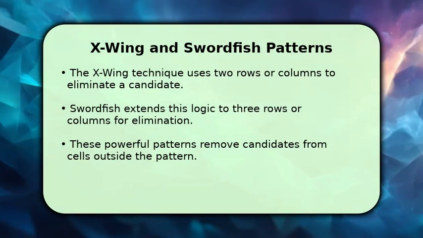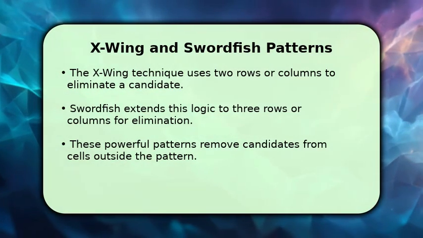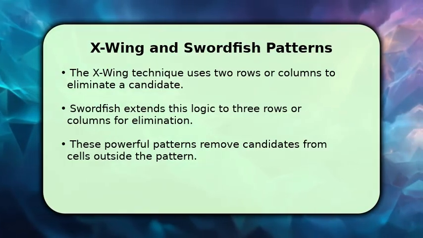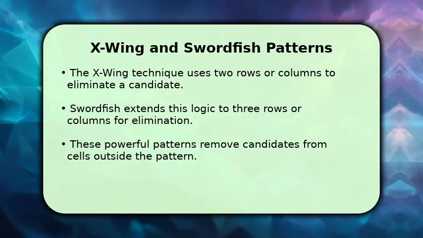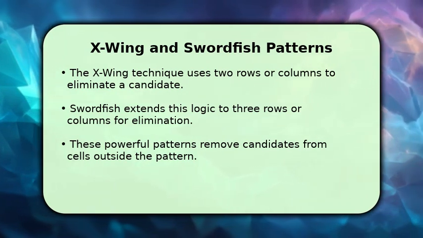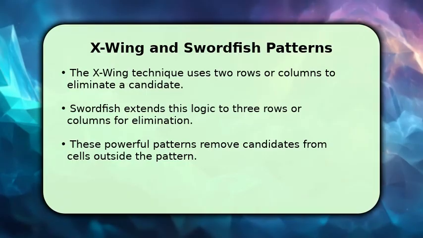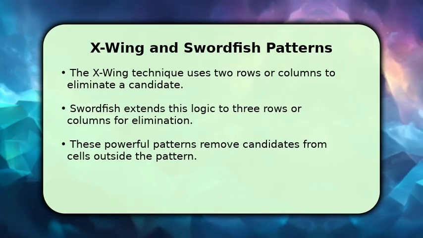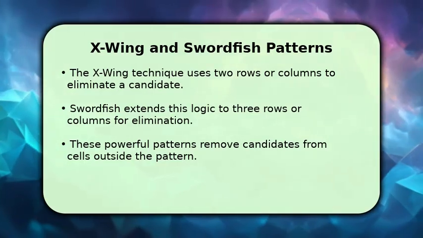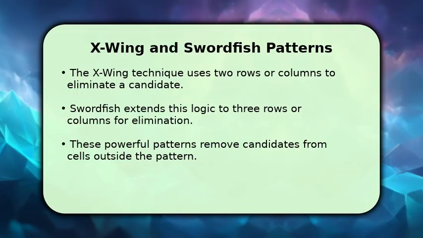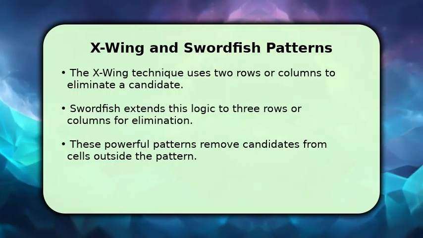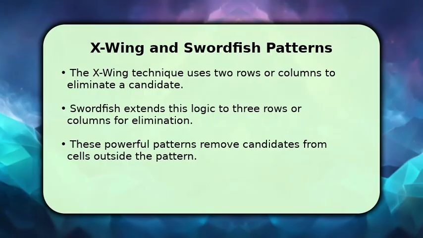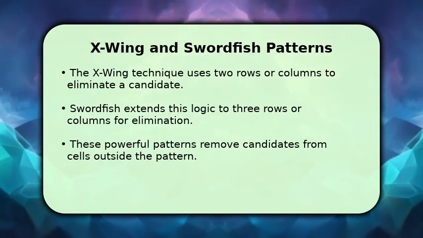Next, we explore X-wing and swordfish patterns, which are powerful elimination tools. An X-wing involves a candidate appearing in exactly 2 cells in 2 different rows, aligning in the same 2 columns. This allows you to eliminate that candidate from other cells in those 2 columns. A swordfish extends this concept to 3 rows and 3 columns, offering even broader candidate removal opportunities across the grid.